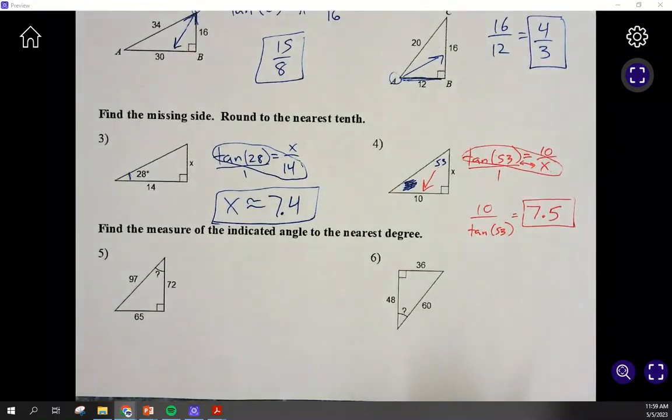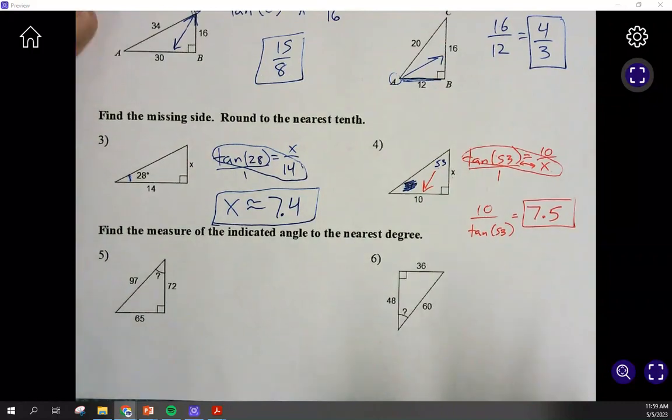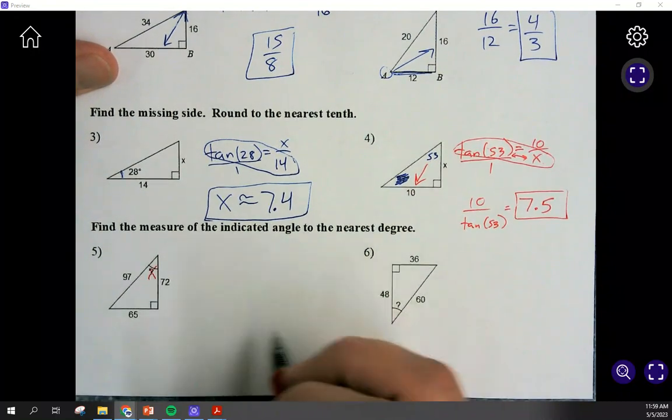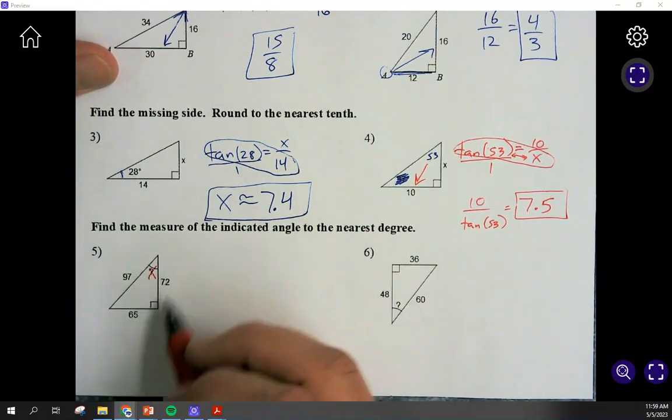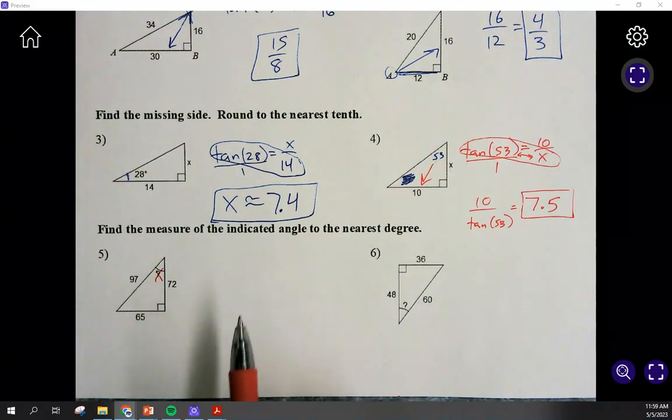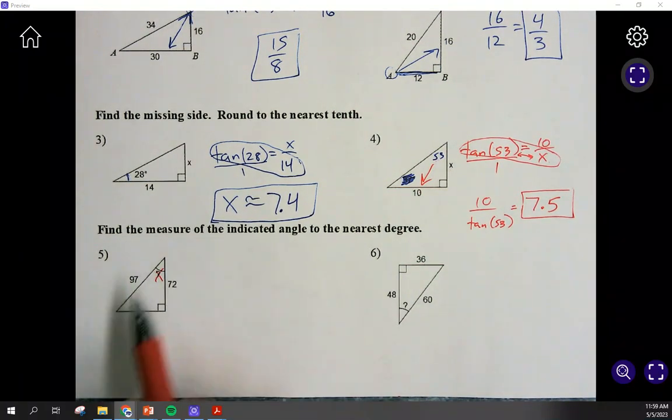Okay, and then last two. Now we're going to go ahead and use the ratios to find the missing angle like we did right here. So we always do tangent of whatever the angle is. We're going to call it x. Notice we have three sides here though. So I could use sine and get it. I could use cosine and get it. Today we're just going to use tangent. But if you have all three sides, you can use whichever one you want.